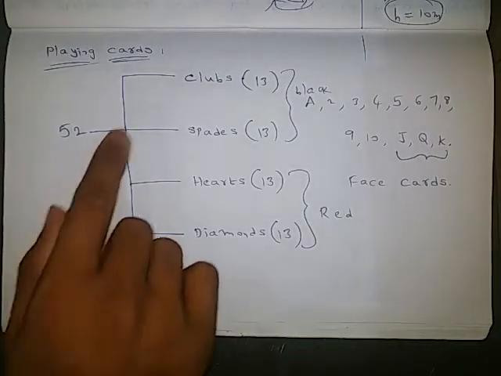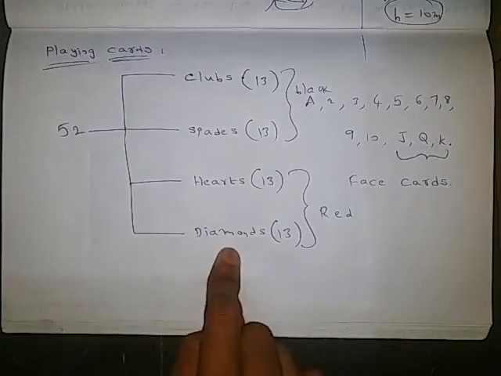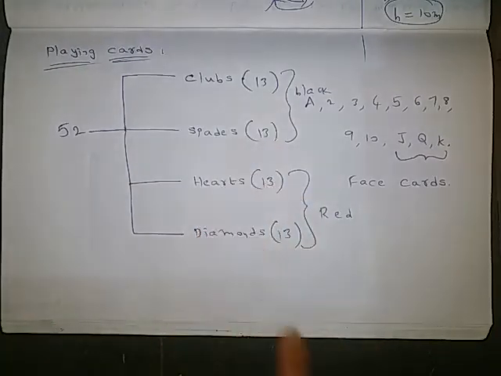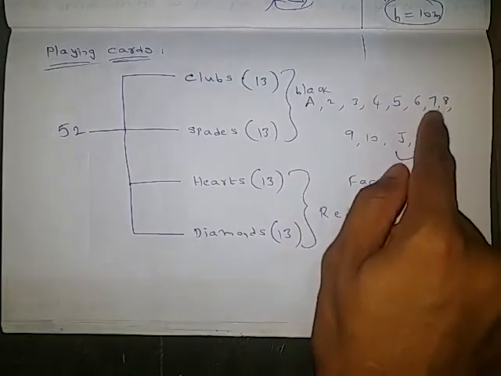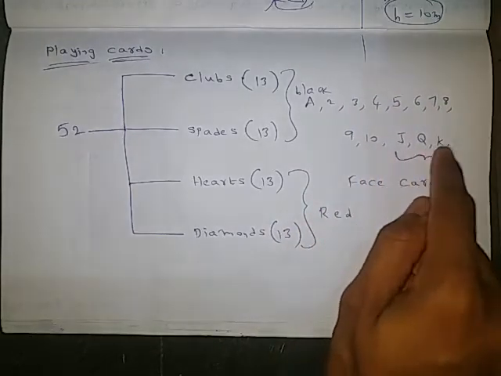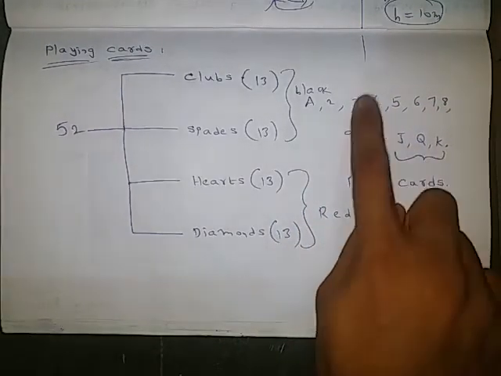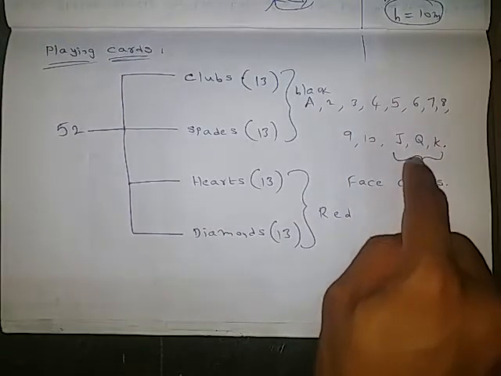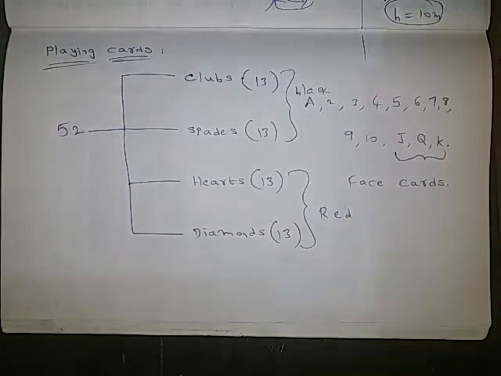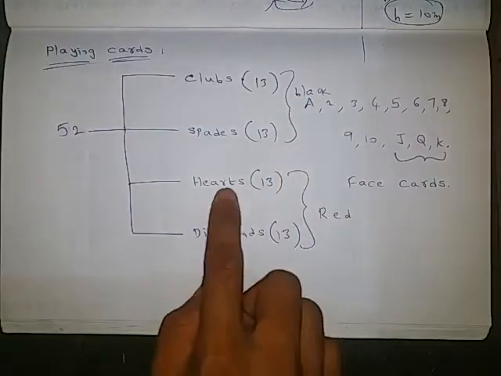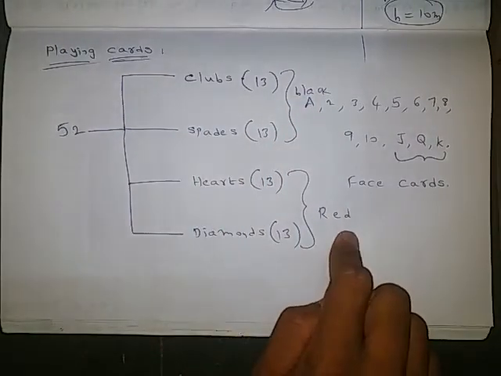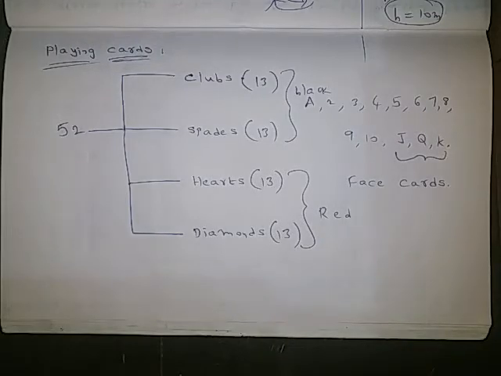Those 52 are divided into 4 sets. Each set contains 13 cards: A, 2, 3, 4, 5, 6, 7, 8, 9, 10, J, Q, K. Among the 13 cards, J, Q, K are called face cards. Clubs and spades are both black in color. Hearts and diamonds are both red in color.